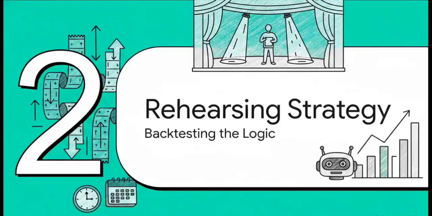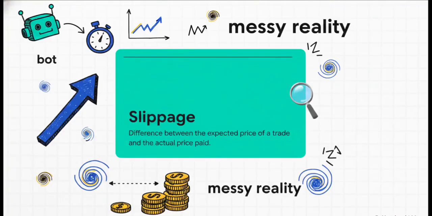Okay, moving on to part 2, rehearsing the trading strategy and backtesting the logic. Look, you never put on a Broadway play without a dress rehearsal, right? And you definitely don't unleash a trading bot risking real capital without seeing how it would have performed in the past. But before we test, we have to face a really messy real-world challenge called slippage. Slippage is simply the difference between the expected price of a trade and the actual price you pay in real life. Why does this matter?